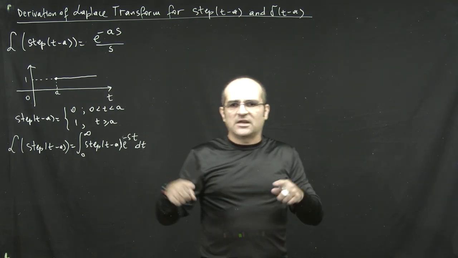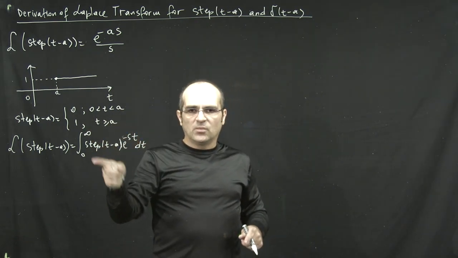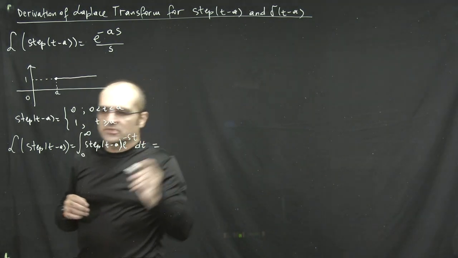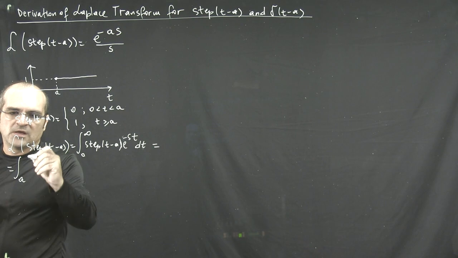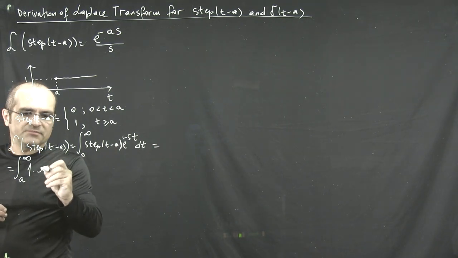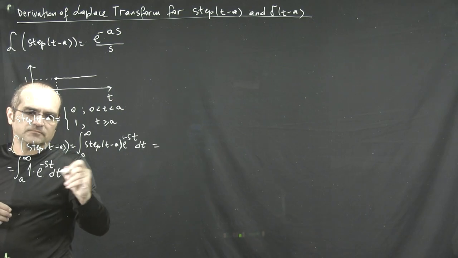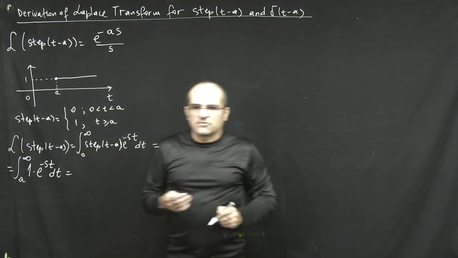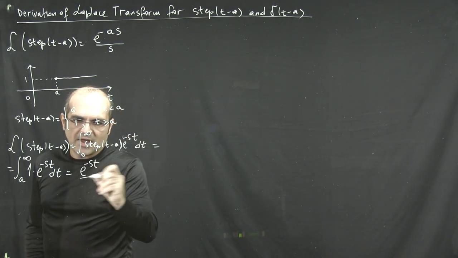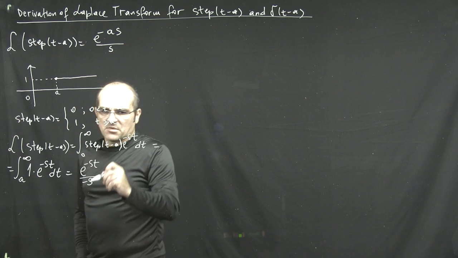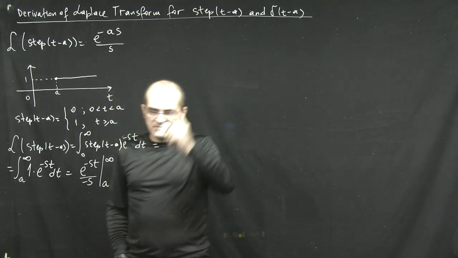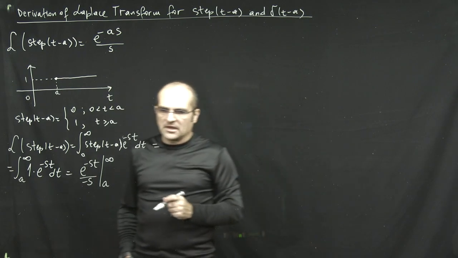So you can break this integral into two pieces, from 0 to a, when the integral is 0, and then from a to infinity. So this is really equal to the integral from a to infinity, and the step function is equal to 1 on that portion of the domain, of e to the minus st dt. So then what's the antiderivative of e to the minus st? Well, that's e to the minus st over minus s, because remember s is a constant at this point, and then you plug in a and infinity. I mean, take the limit at infinity and then plug in a.